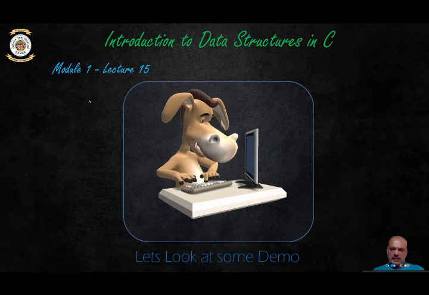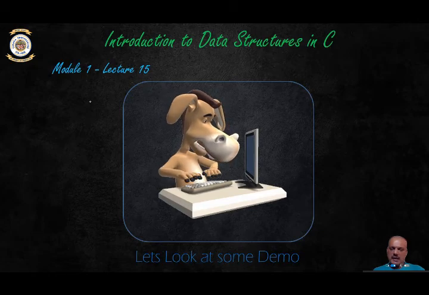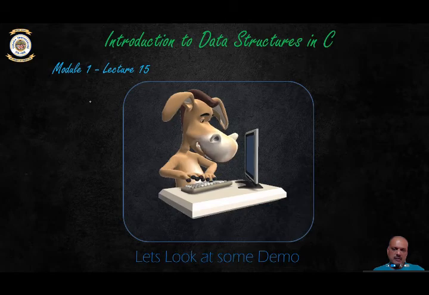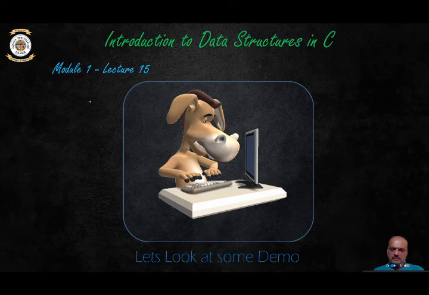So in this lecture we'll be looking into 3 demo codes. The first one is to calculate the area of a circle given its radius. In the second code we'll be looking at how to generate a multiplication table for a given number. And in the last program we'll be seeing how to calculate the square root of a given number. Okay, so let's get started.